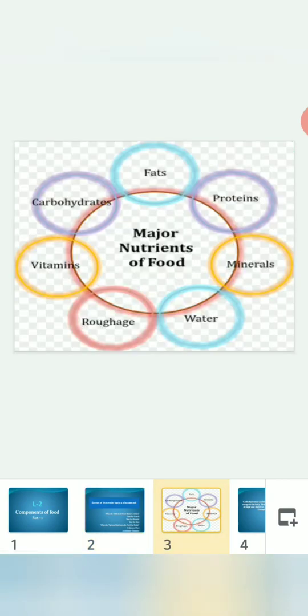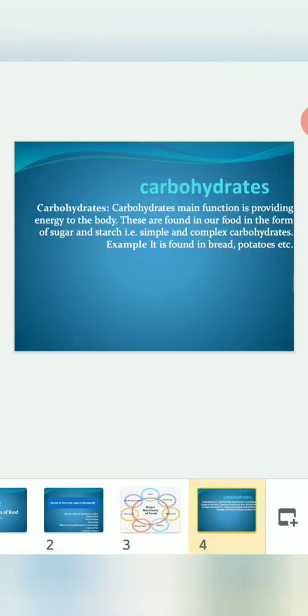Over here you have carbohydrates, fats, proteins, minerals, water, roughage, vitamins. Carbohydrates main function is to provide energy to the body. These are found in food in the form of sugar and starch, that is simple and complex carbohydrates. Example, it is found in bread, potatoes, etc.